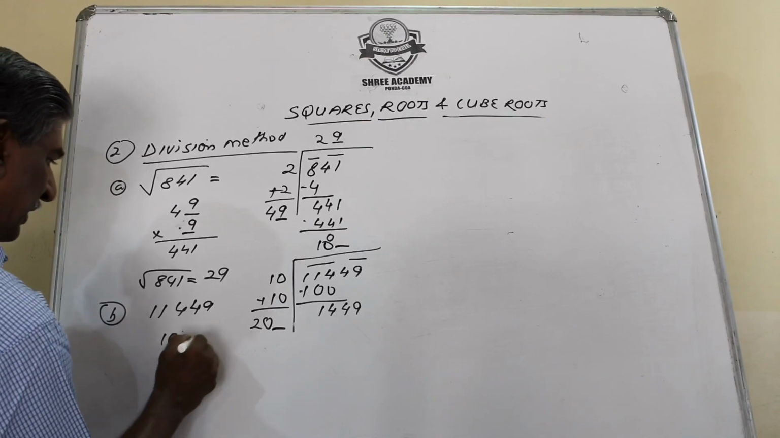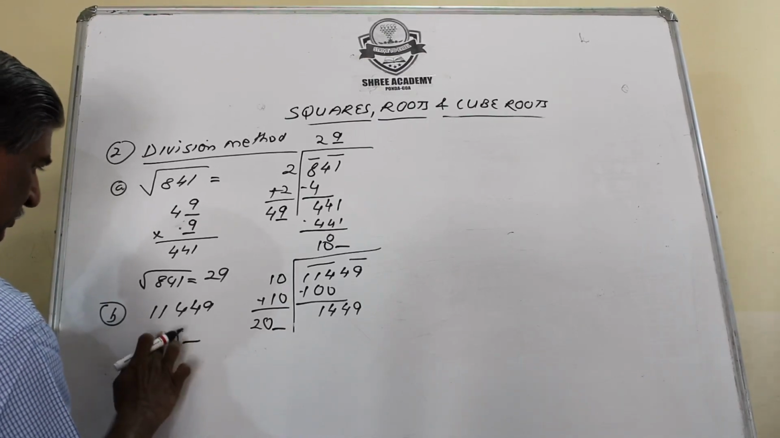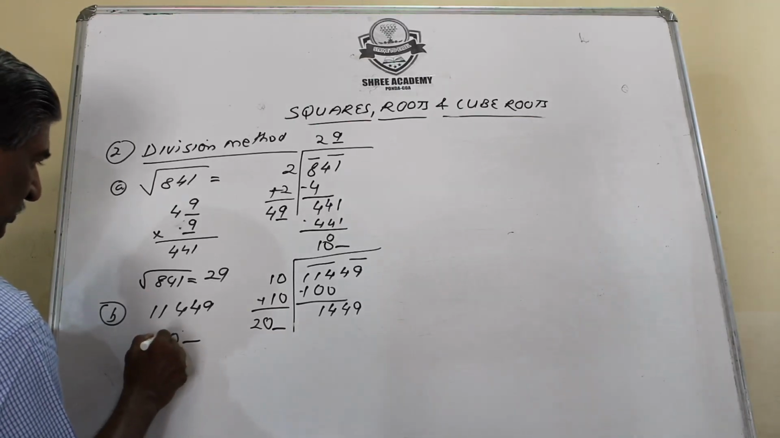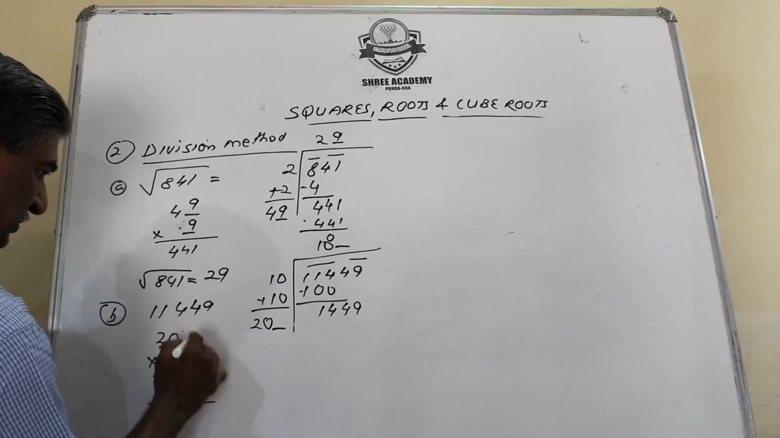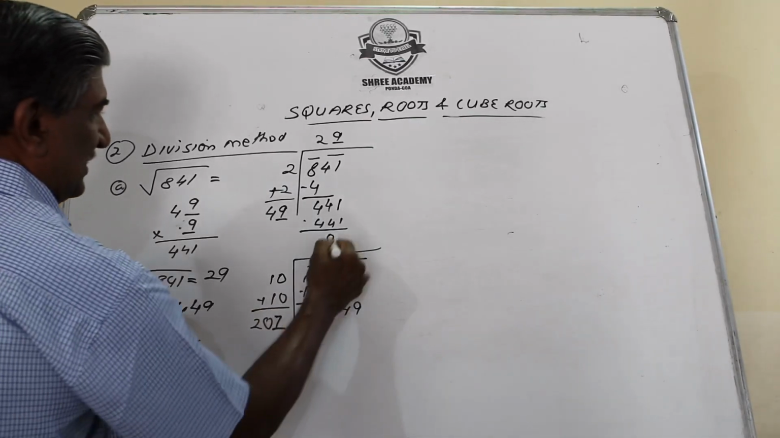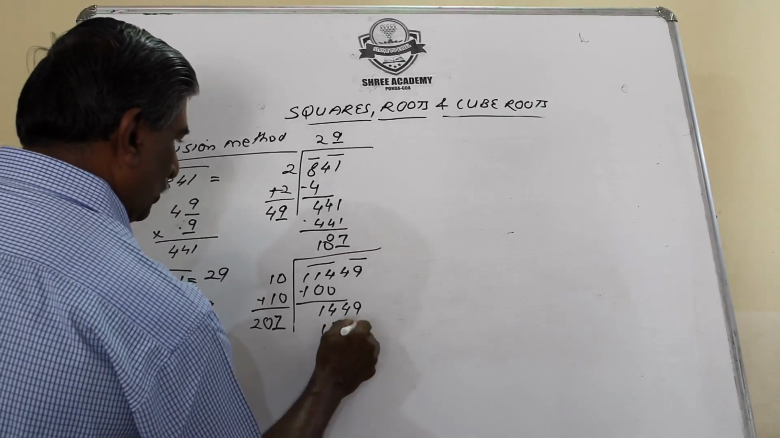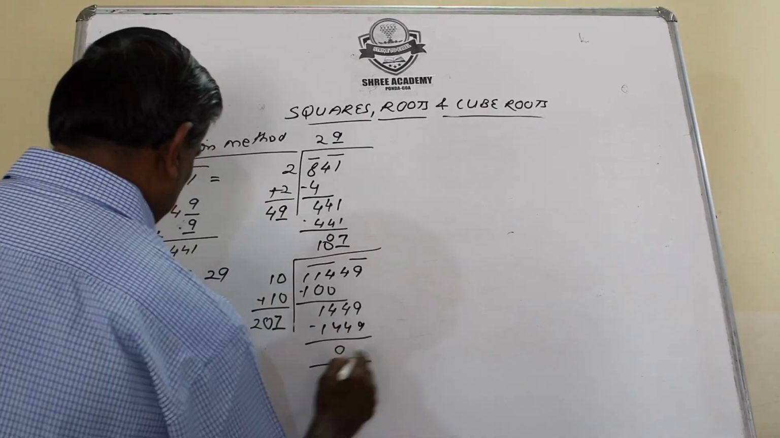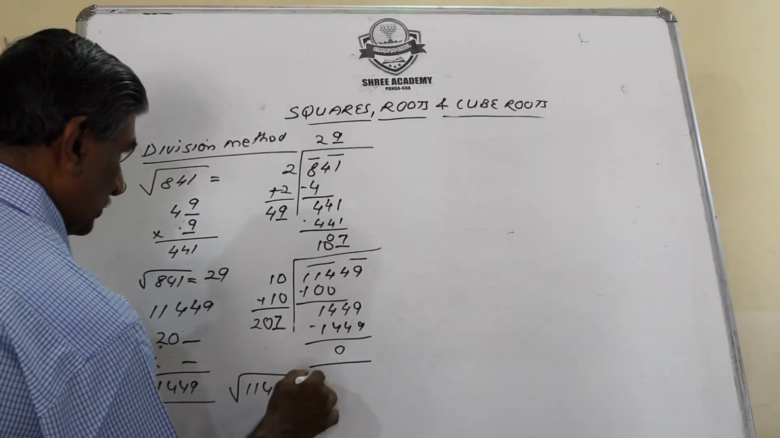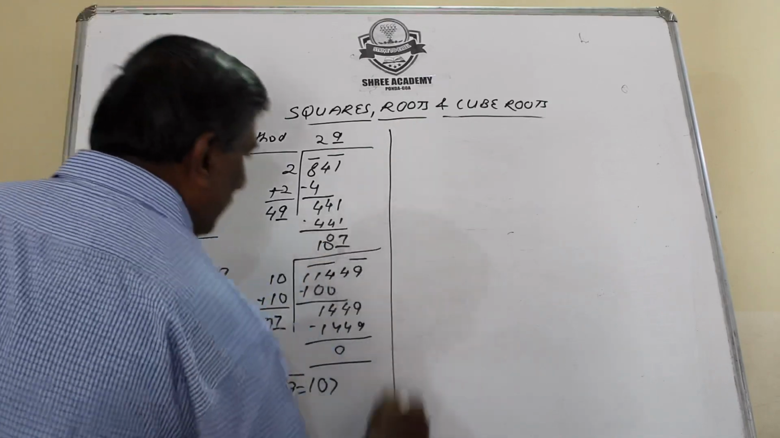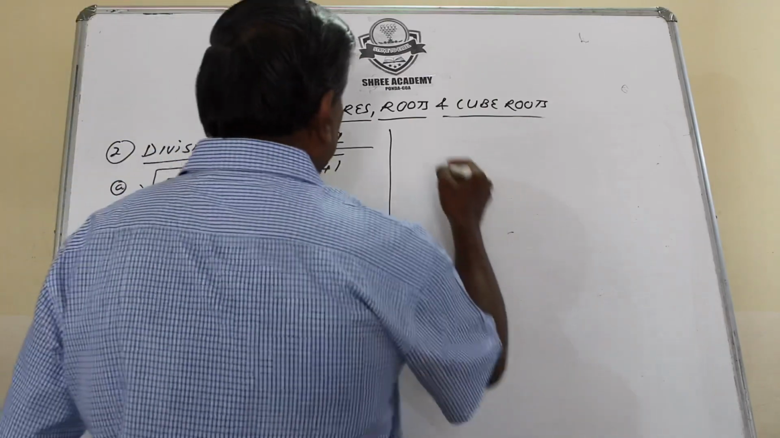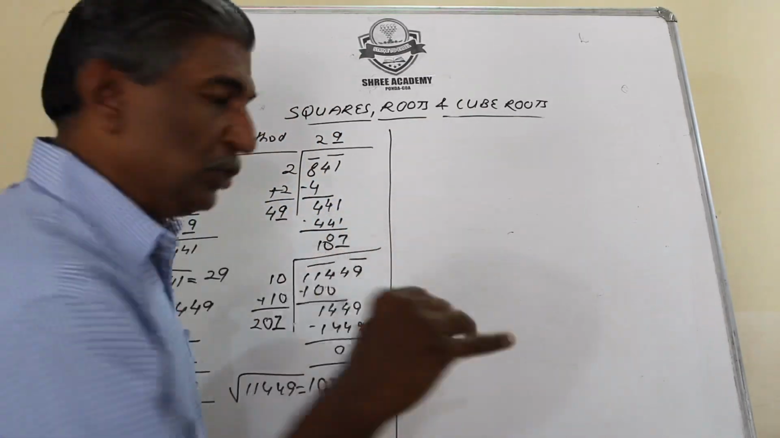When I multiply this digit by this, I should get 1449. Now my option is 7, 7 into 1449. So the square root of 11,449 is 107. Now you might be wondering how I took these digits directly, how the options directly. For that, there is a small trick for this also.